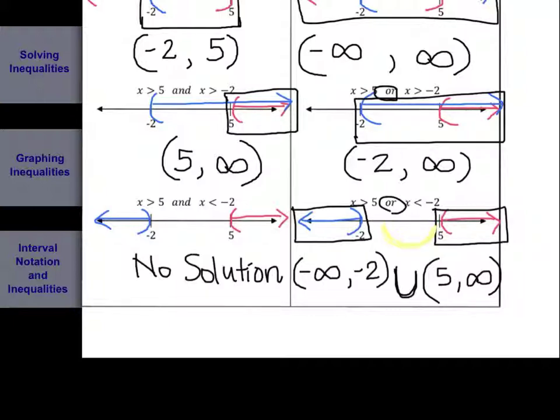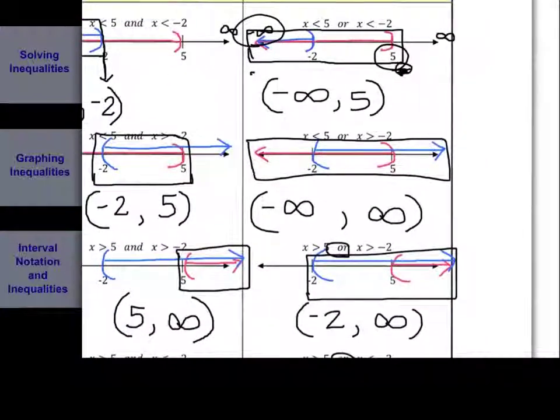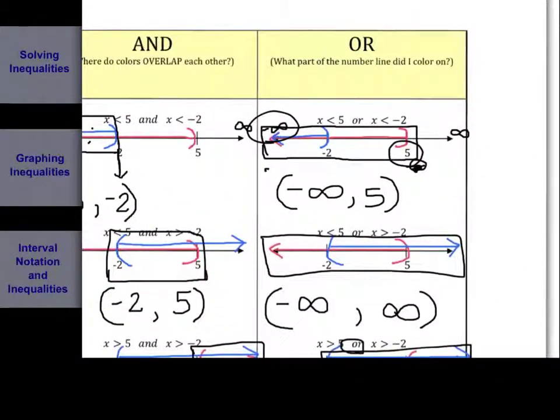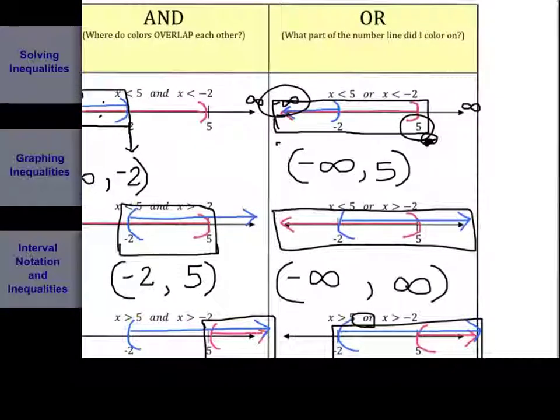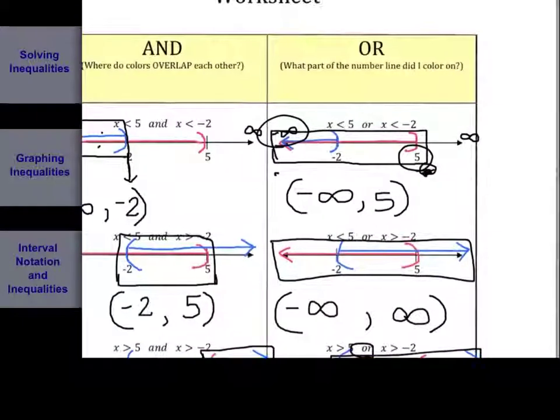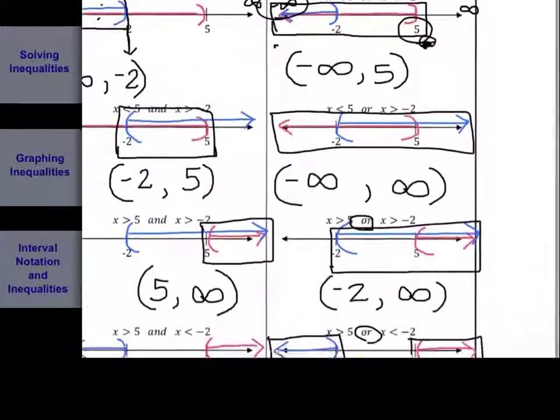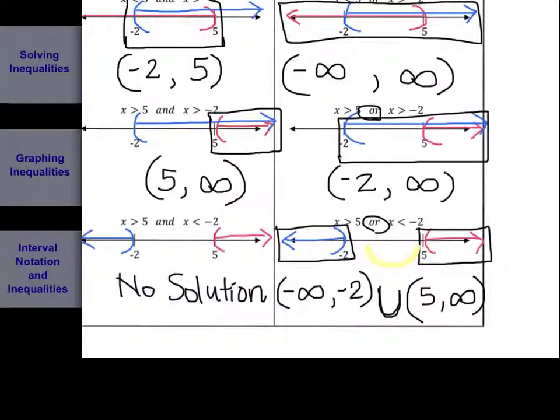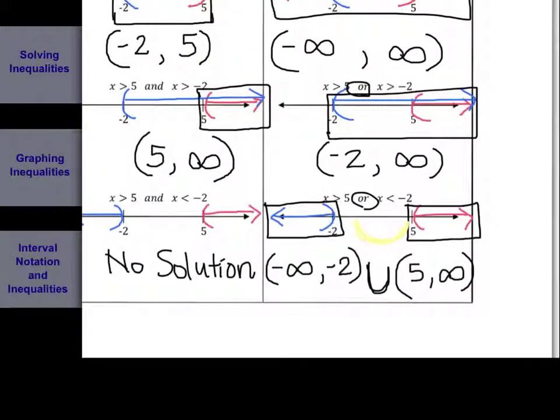Now I want you to notice that we did 4 "or" problems. A lot of people get confused on this. Anytime they say "or," they think, oh, I'm supposed to use the union symbol. Well, no, not necessarily. We did 1, 2, 3, 4 "or" problems, and we only used that union symbol one time, and it was when we had 2 separate intervals that had a big jump between, okay? Hopefully this helps you out.